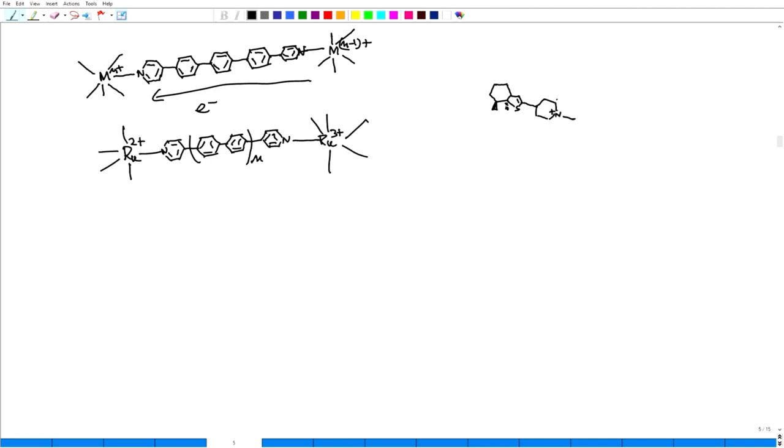N plus this. Here, here, here. This is one side, the other side is same. Other side will be same. Okay, then okay, positive. So this is the compound, and what about here? What about here?